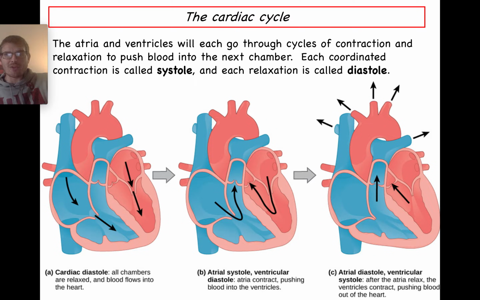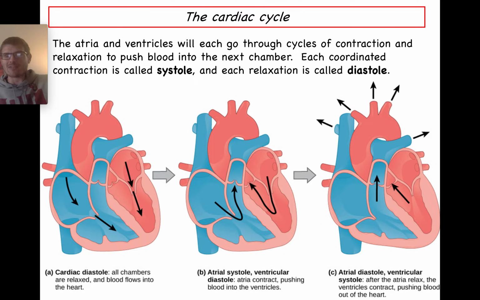Both the atria and both the ventricles are going to go through cycles in which they contract and then relax, contract and then relax, contract and then relax. The idea being that a contraction will increase the pressure in that chamber so that it can push blood into the next place. A relaxation will lower the pressure so that the chamber can accept blood from the prior location. Every coordinated contraction is called systole, and each relaxation is called diastole.